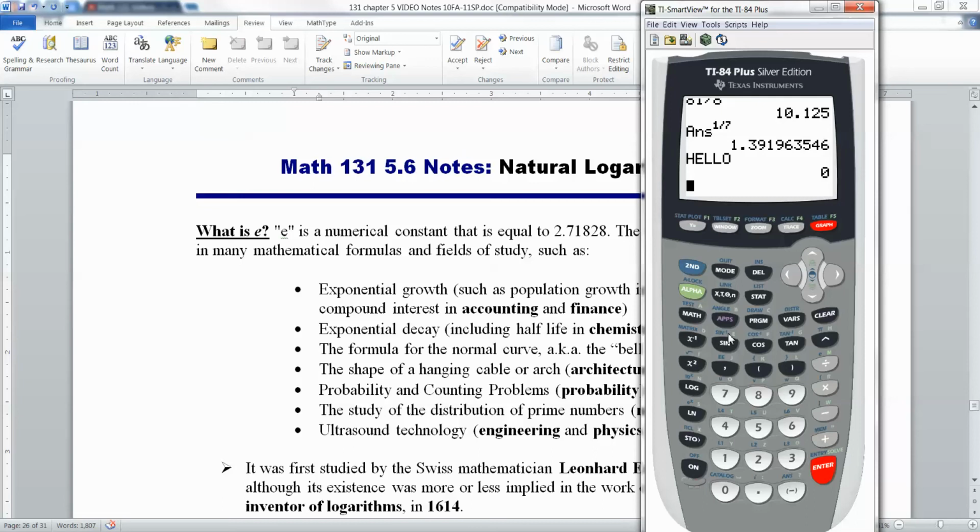So lowercase e is over here, e to the x. Lowercase e is here above your division in blue. Capital letter E, which is an alphabetical E, is right above your sign. And then above your comma, remember that's scientific notation. So like 2.5e4, enter, right? The decimal is four spots over.